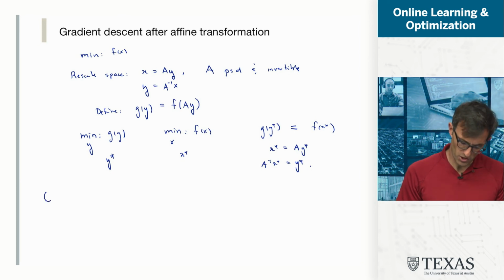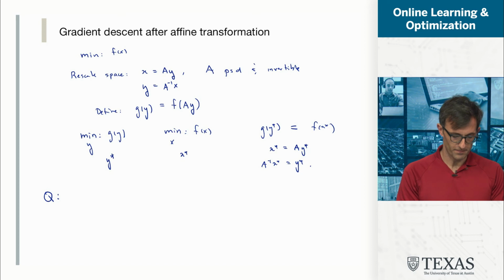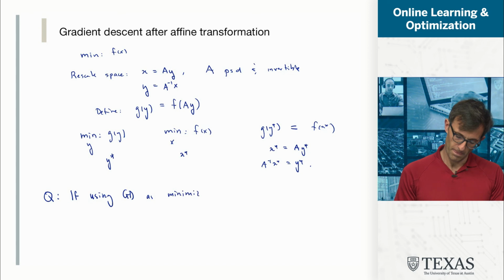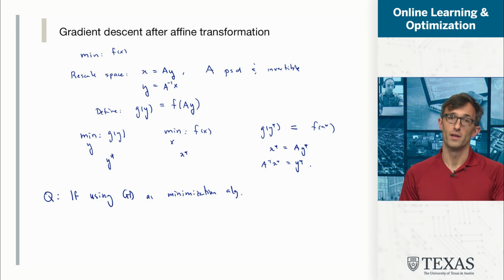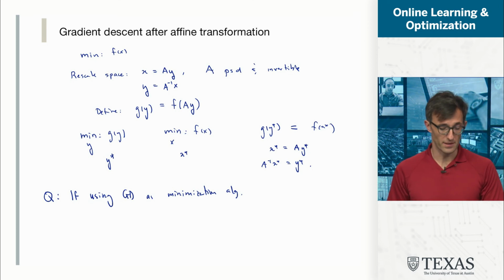In other words, the question I have here: if using gradient descent as my minimization algorithm, which would you rather minimize, g or f? You can minimize either and you get the solution for both. That's what we've just said. So which would you prefer if I'm asking you to minimize with gradient descent?